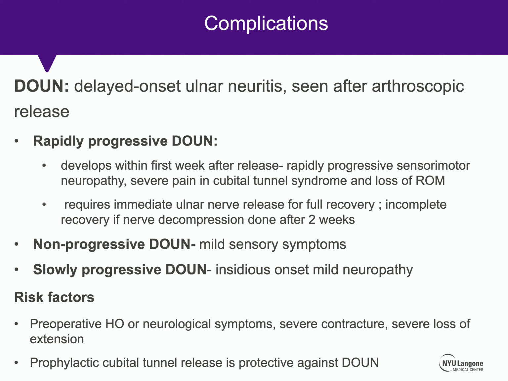The other two variants are less serious, the non-progressive and slowly progressive, which present mainly as sensory symptoms and gradually advancing neuropathy. Risk factors for developing DOUN: if you have a preoperative HO or preoperative neurologic symptoms, you are more likely to develop this. Presence of severe contracture, especially severe loss of extension preoperatively, predisposes you to DOUN. So with these risk factors, it is advocated that you should do a prophylactic cubital tunnel release.